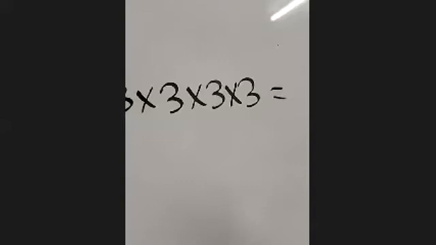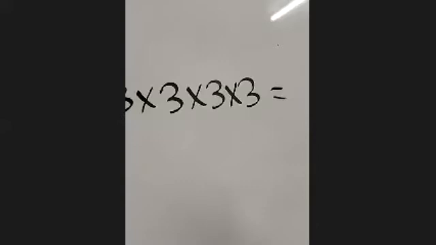Don't write it like this, guys. This is wrong. Write 4 and the small 5 up on it, like this. Here's 4 to the power of 5.